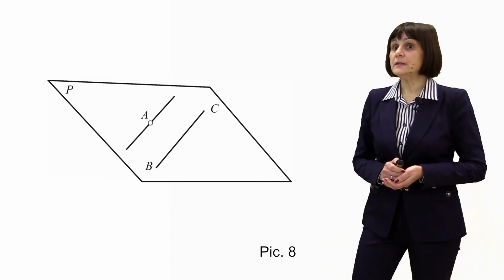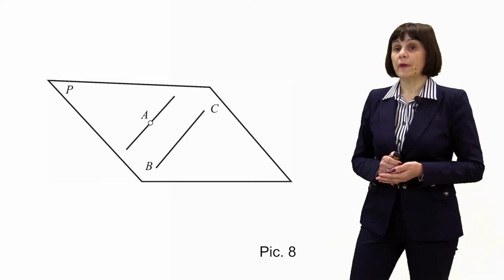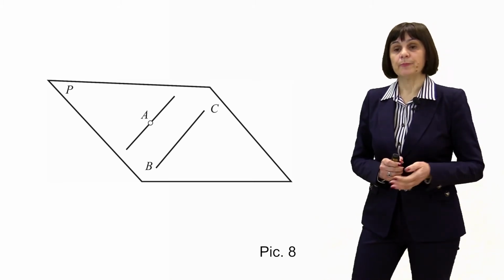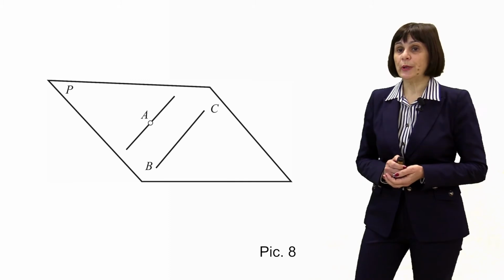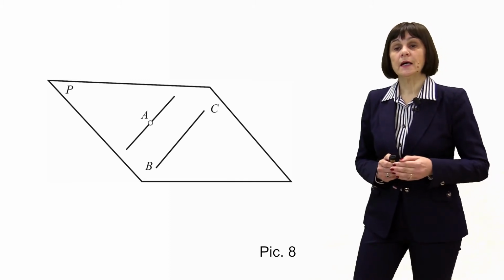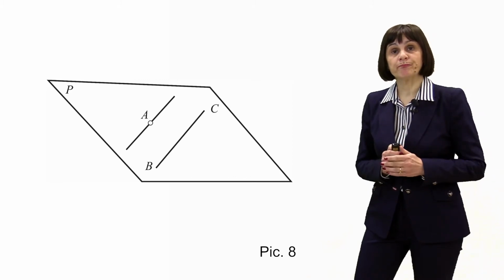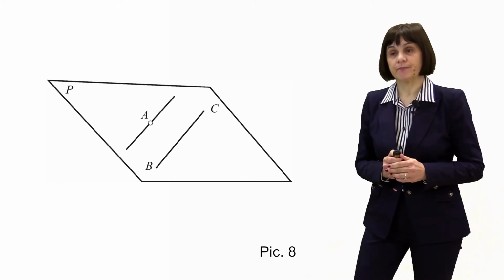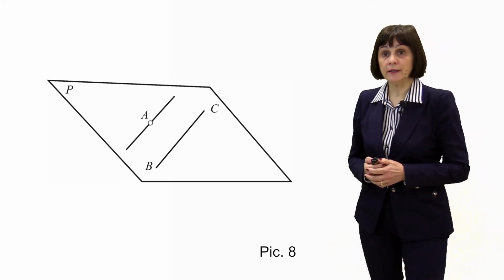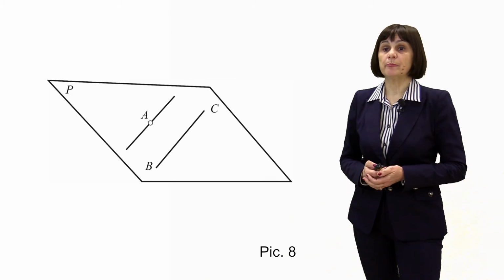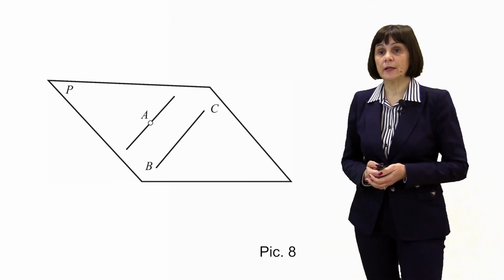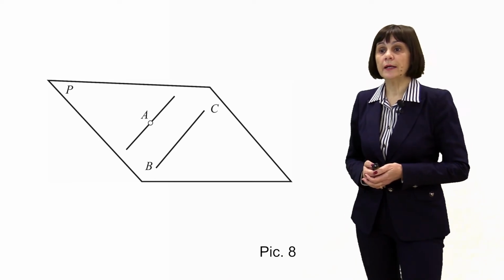BC and a point outside this line, point A. We know the rule that when we have a straight line and a point, we can set the location of a plane in space. Then we construct a new line that passes through point A and is parallel to the given line BC.